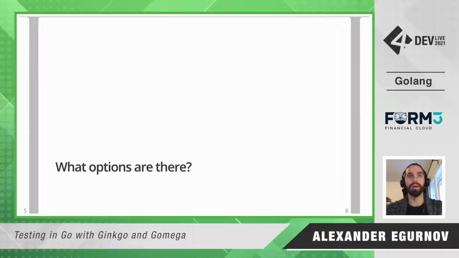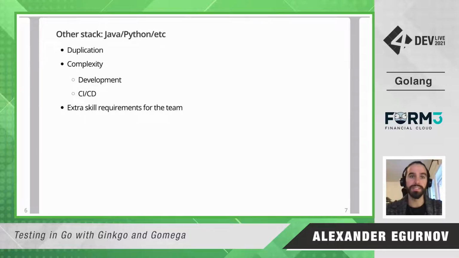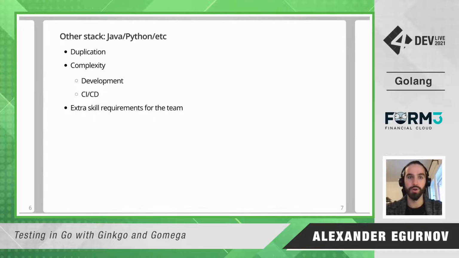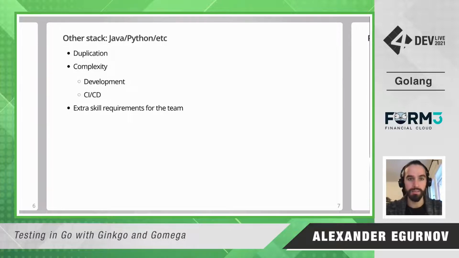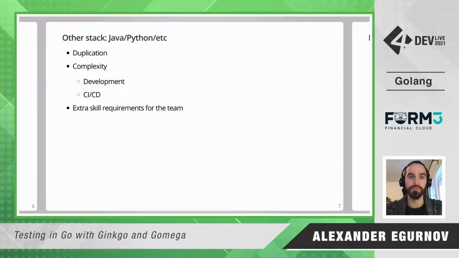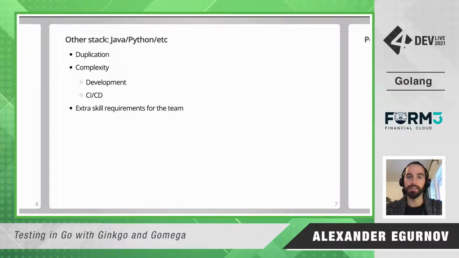So what options are there? What do people usually use for testing? Outside of competition, I've often seen people using other languages to write tests for Go code. Java and Python are among the top choices. This approach is viable, but has a number of problems. First of all, you need to write some code twice, in Go and your language of choice, which adds to the complexity of developing and maintaining your CI/CD pipeline.